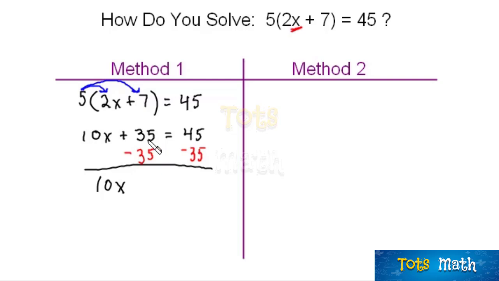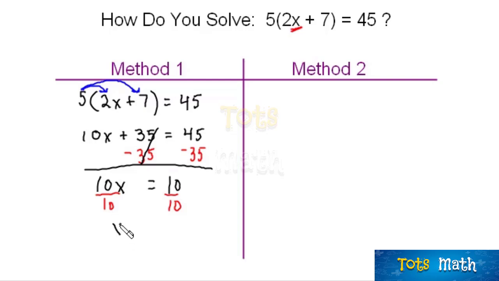And when I do that, we get 10x, and 35 minus 35 equals 0, so that cancels out. And that's going to equal 45 minus 35, which is 10. Now remember, I'm trying to get x by itself, and right now it's still being multiplied by 10. But if I divide each side of the equation by 10, I'll only have one x on this side, which is what I want. So let's divide each side by 10.